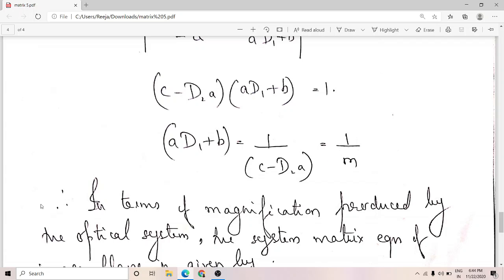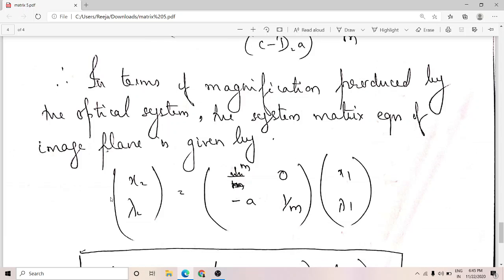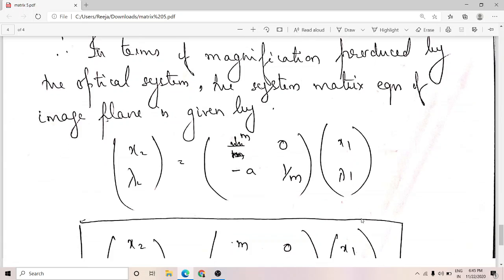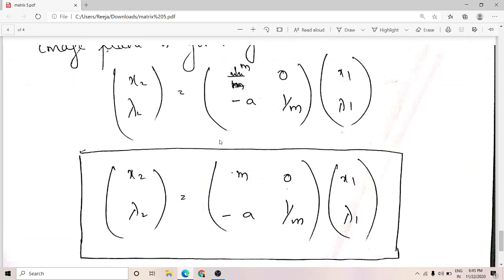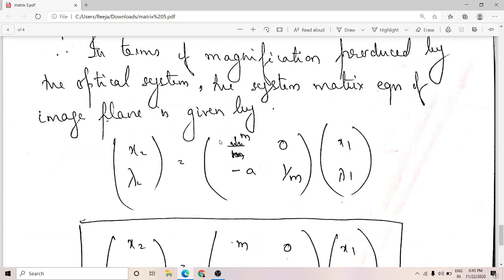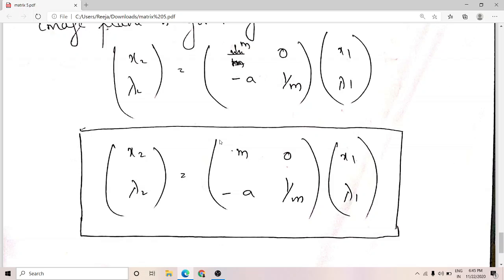So in terms of the magnification produced by the optical system, the system matrix equation of the image plane is given by x2 lambda 2 is equal to m 0 minus a 1 by m into x1 lambda 1. So this is the system matrix equation of the image plane in terms of magnification.